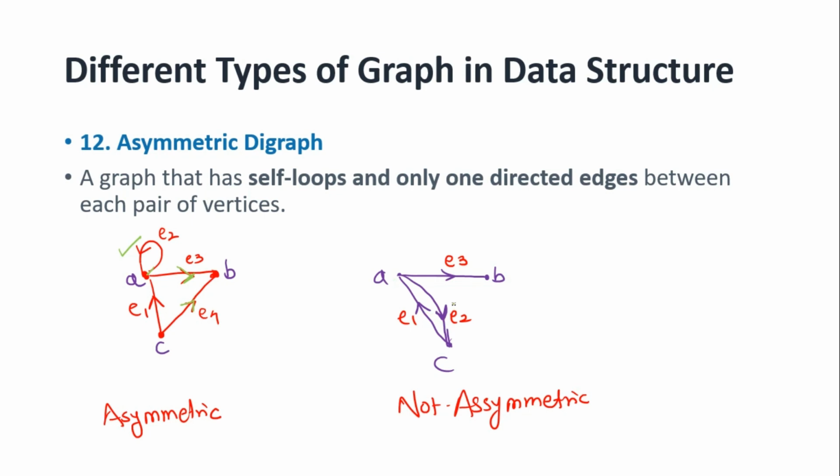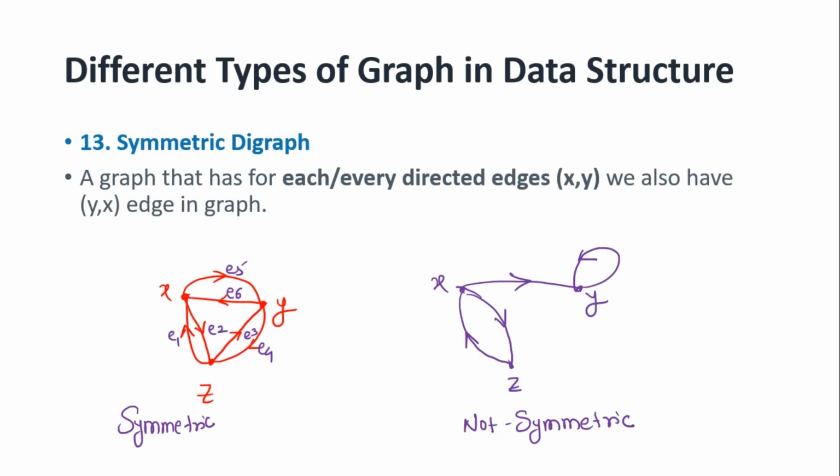Now for this example, in this graph I am having no self loop. Okay, that doesn't matter, but along with that I should not have any parallel edges in the graph. As there exist two directions of edges between a pair of vertices, this graph will not be an asymmetric graph.